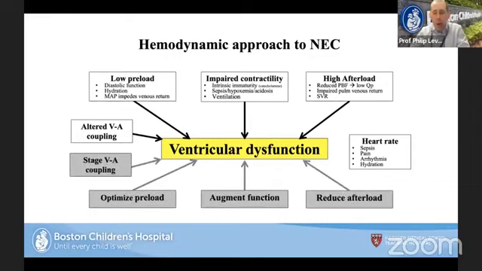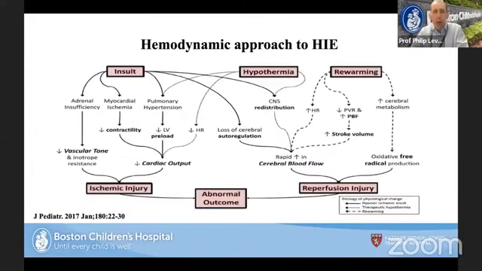So if you have a problem with preload, if you're under-resuscitated, you give preload, you give volume. If you have a problem with function, contractility, you give a medication that will alter the function and enhance it. And if you have an issue with high afterload, so sepsis physiology, but preserved function, then you may want to give a medication to reduce the afterload. It all goes back to preload, contractility, and afterload.